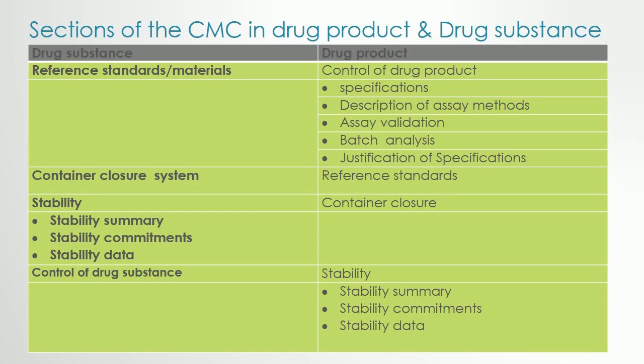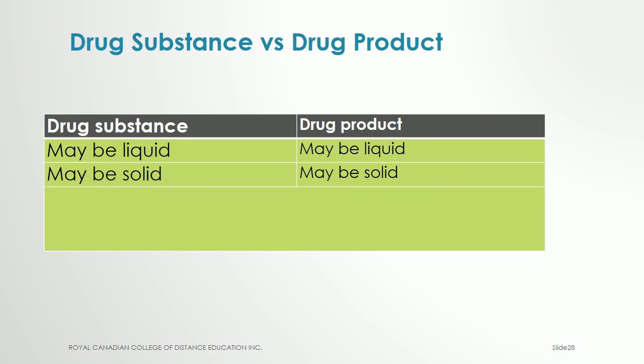The section on the drug product should include under control of the drug product the following: specifications, description of assay methods, assay validation, batch analysis and justification of specifications. The section should also include reference standards and container closure followed by stability data, which includes stability summary, stability commitments, and stability data. This slide shows that the drug substance and drug product could be either a solid or a liquid.